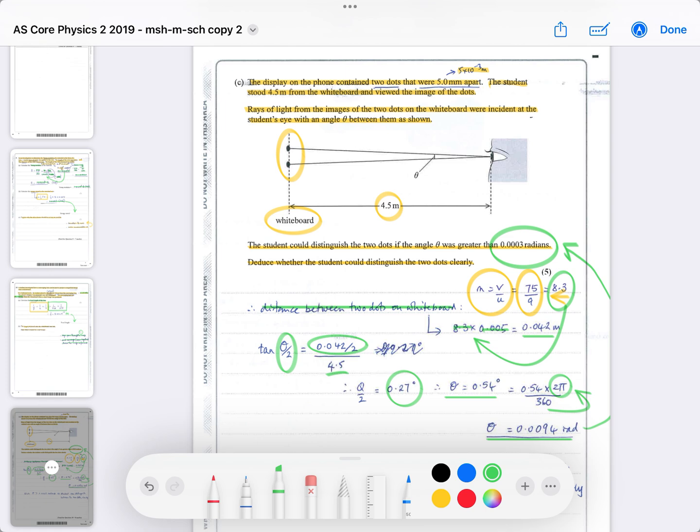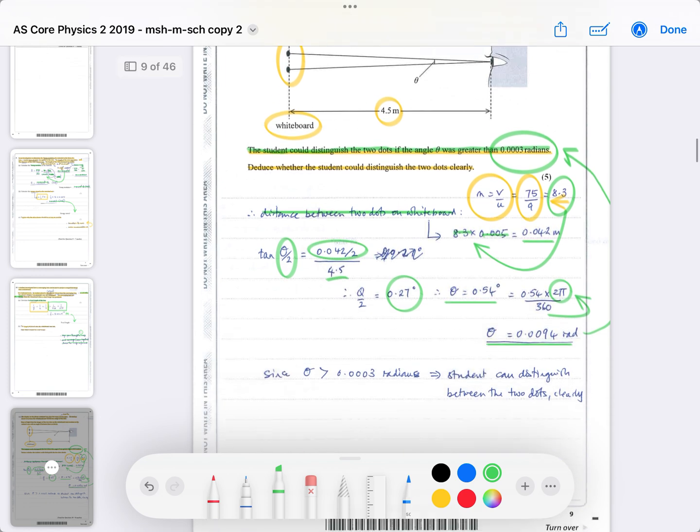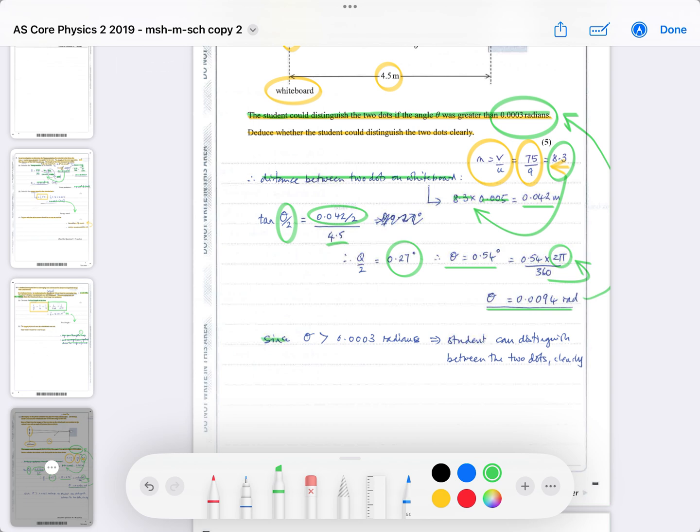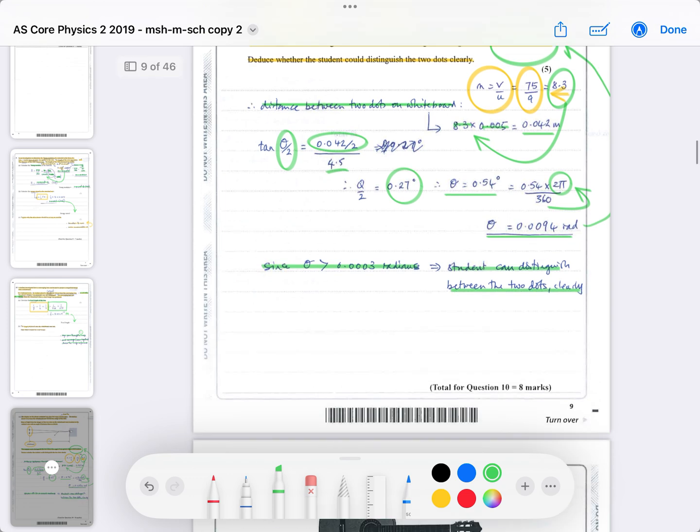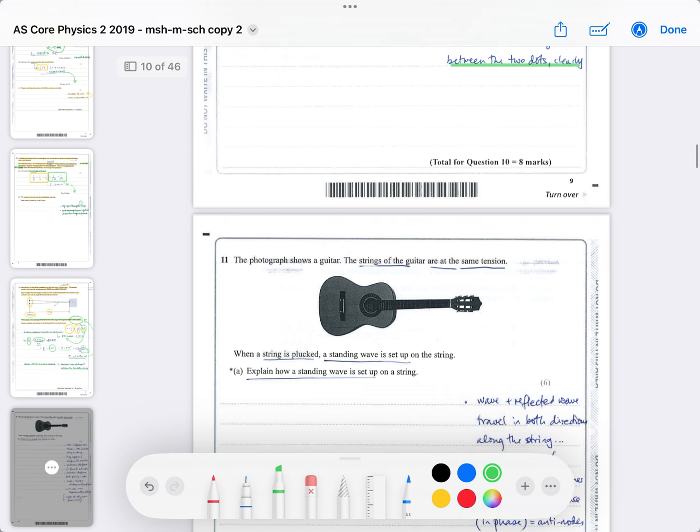And since it's bigger, it says the student could distinguish the two dots if the angle that he's looking at, theta, was greater than 0.0003, and this is 0.0094, so it is noticeably greater, and you just write, since the angle is greater than the 0.0003 radians stated in the question, it follows that the student can distinguish between the two dots clearly. And that gives you the answer for the 8 marks.